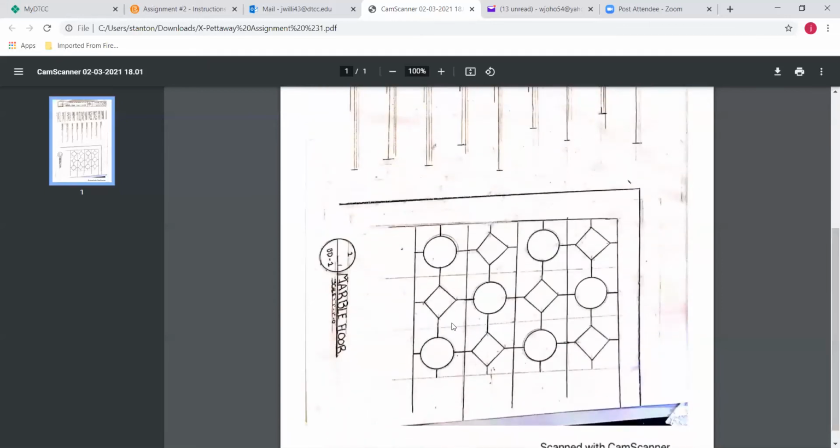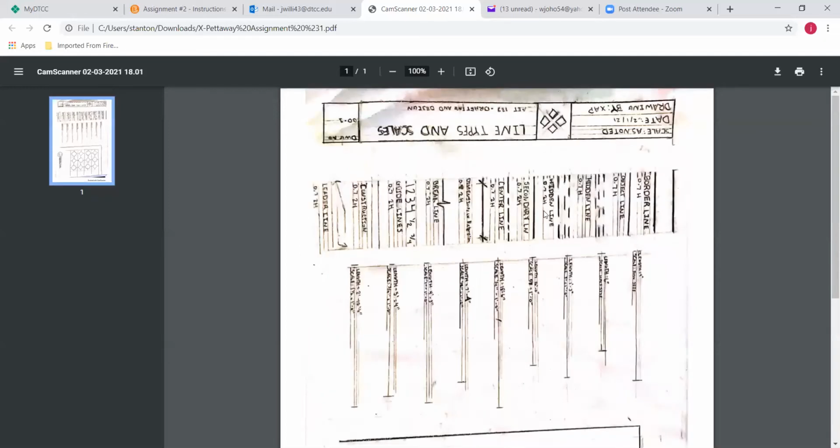The marble floor plan looks pretty good, but you see how some of the diamonds are not right? Yeah, the circles are good. This is a good diamond right here, but the others are kind of off a little bit. And you see this line right here? That line should also be a secondary line like these are. These lines right here should also be secondary lines. And that'll help your grade.